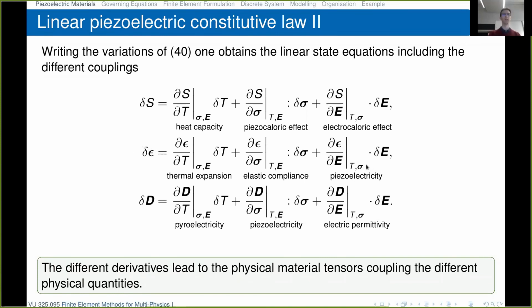This is the constitutive law for mechanics. If we disregard thermal expansion, or if we disregard piezoelectricity for a start, we have the familiar equation where we have the thermal expansion expression. This would be the thermal expansion tensor, here we have the compliance tensor, and here we have another coupling introduced, the piezoelectricity tensor. Similarly, we have an already familiar material law in the last line, coupling dielectric displacement and electric field by the electric permittivity. And now we have again piezoelectricity here, and pyroelectricity also.